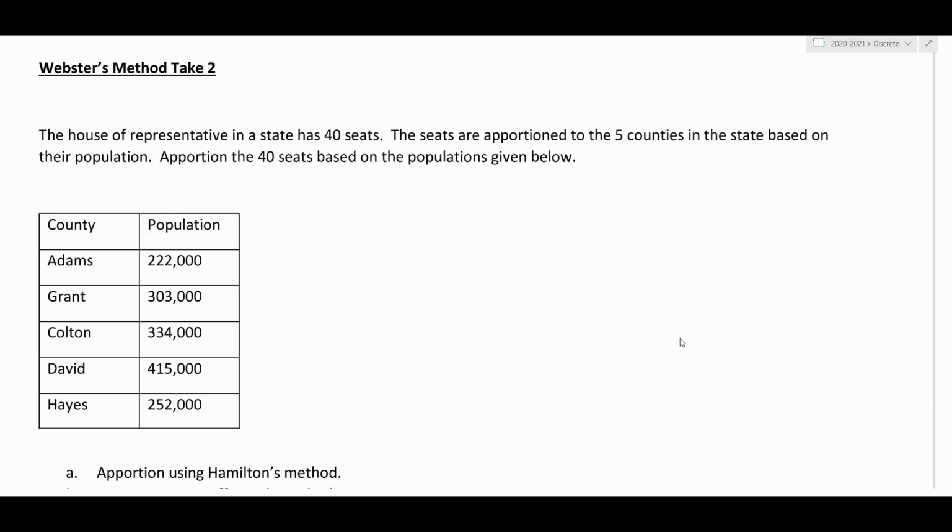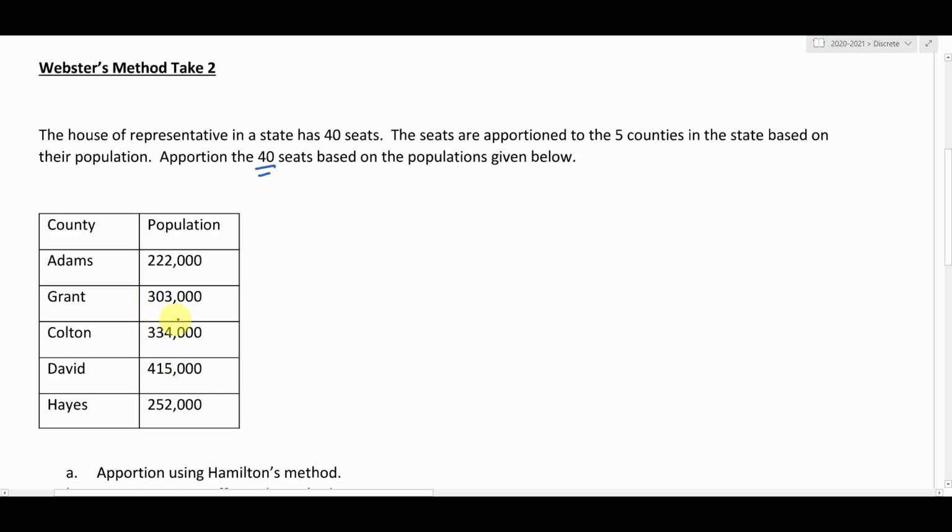Webster's. All right, so in this particular example, we have a House of Representatives in a state that has 40 seats. The seats are apportioned to 5 counties in the state based on their population. We want to apportion 40 seats based on the populations given below. So we have our populations here for the different counties.